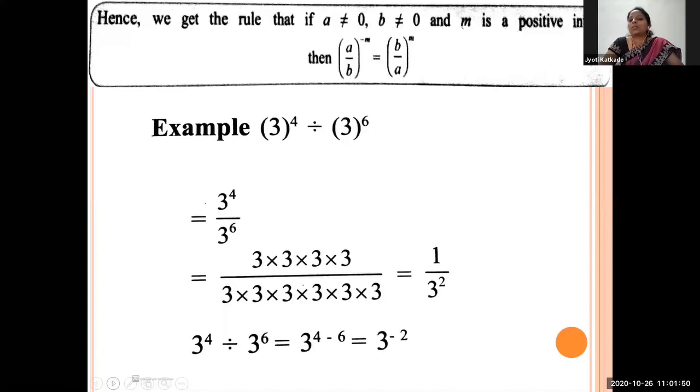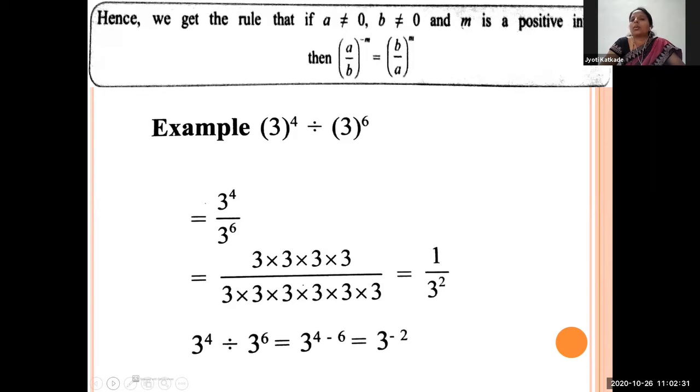Example is 3 raised to 4 divided by 3 raised to 6. So take multiplication of 3, 4 times, because the power is 4. And at the denominator take multiplication of 3, 6 times, because the power is 6. Here the base is the same, that is 3 and 3. So when we take multiplication we get 1 upon 3 raised to 2. But according to the division rule, that is a raised to m divided by a raised to n is equal to a raised to m minus n.